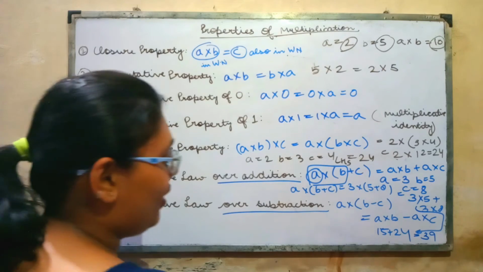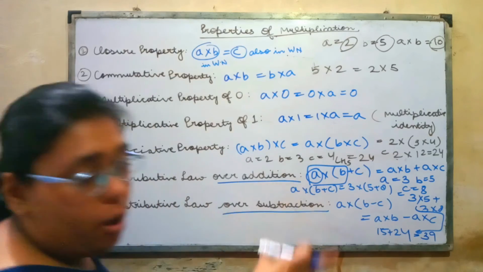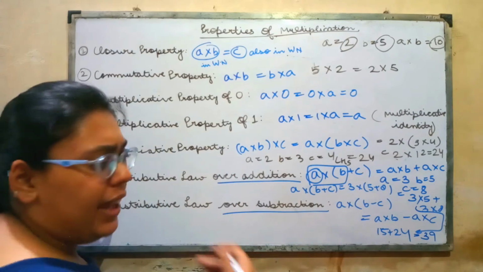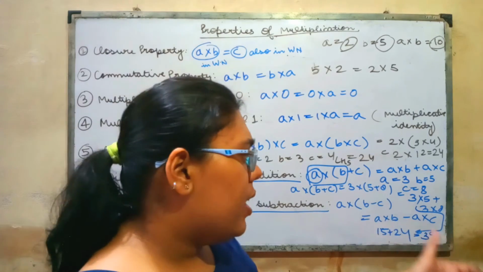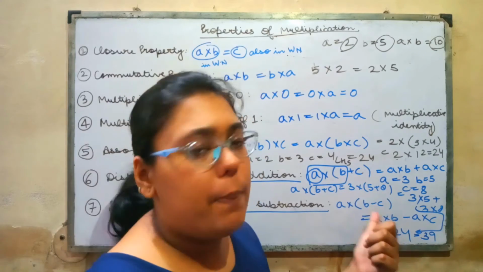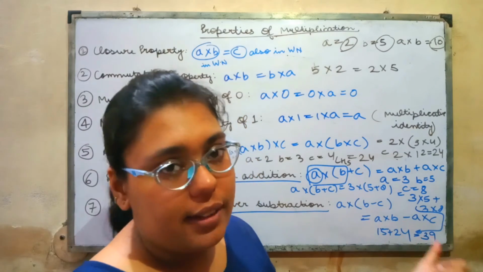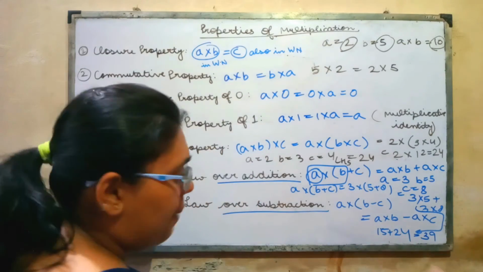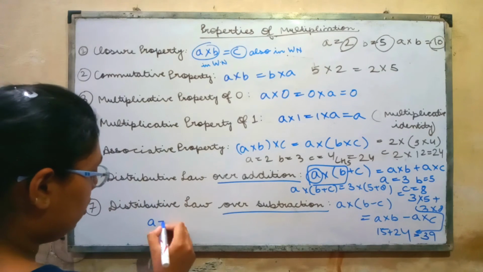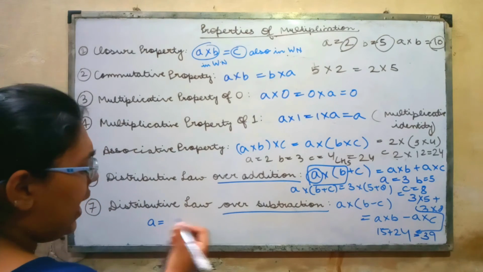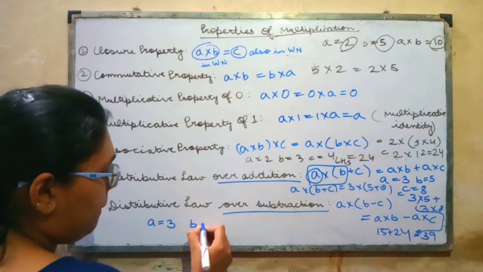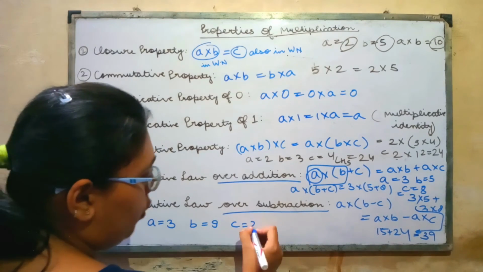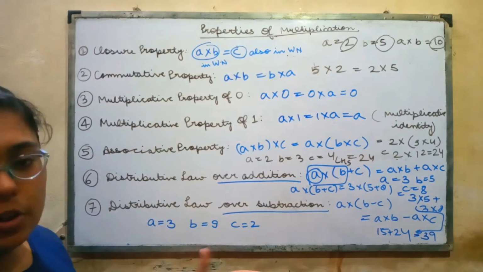Okay. Now coming to this property over subtraction. Again, the formula is very similar, only the addition sign has been replaced by the minus sign. Let's take an example. Let A be 3, B is equal to 9 and C is equal to 2. So how will you do this?